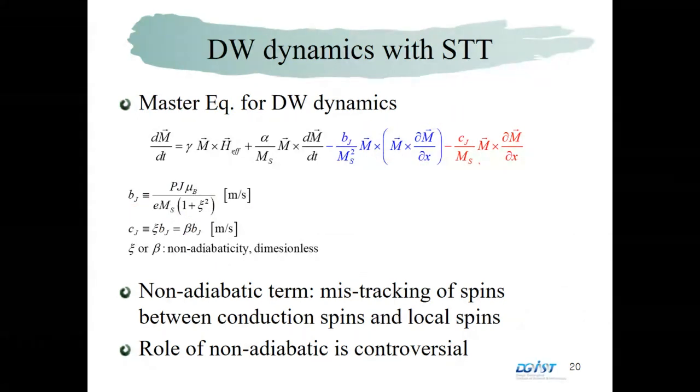And please keep in mind the unit of this B_j and C_j is meter per second, the unit of velocity. Okay, if you have any question, please interrupt me. It's not an easy part, so if you don't understand anything, please double check it.